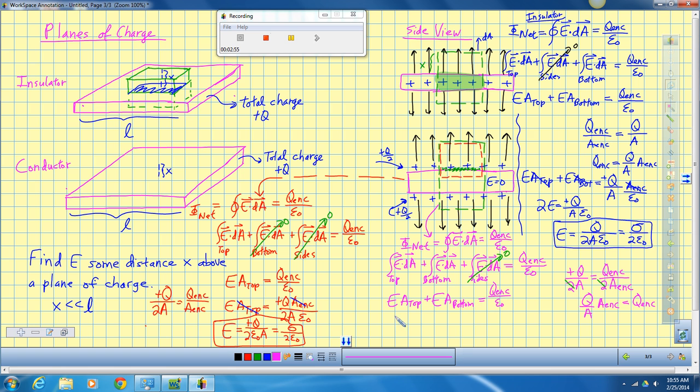I'm going to plug that back in here and say that this area for the top and this area for the bottom are the same areas. So 2 times E times A is equal to charge enclosed, which is Q total area over area enclosed, where the area that's enclosed that has charge on it is just one of these sides. This portion of the charge enclosed has the same area as this does, so this A and this A are the same thing, divided by E0. Okay, and then some things cancel. These A's cancel, and I'm left with, for the third time, the expression that the electric field is equal to Q over 2A E0, which is the same thing as sigma over 2E0.